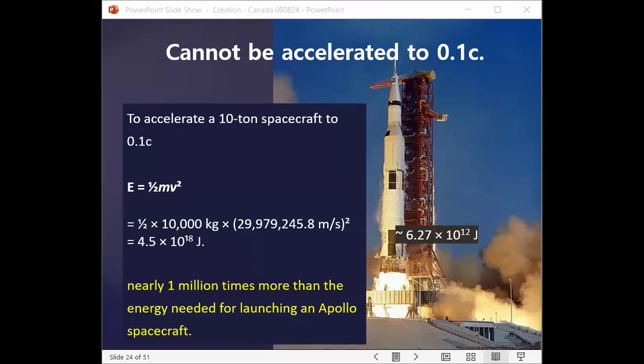This means that in order to accelerate a 10-ton spacecraft to 0.1c, we need around 1 million Saturn V Apollo rockets. 1 million. Or maybe hundreds of thousands of Starship boosters if you are looking for more powerful ones. Still hundreds of thousands. Is this ever possible?